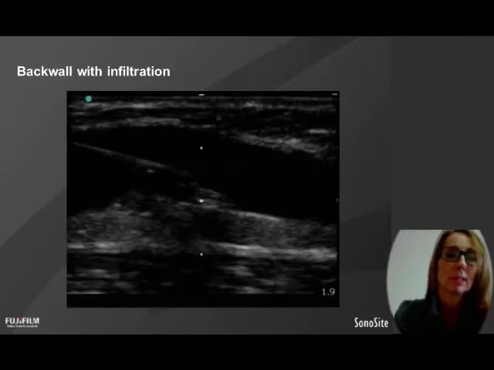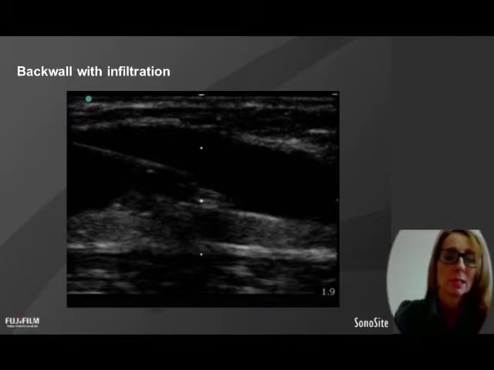This is a back wall with infiltration. On this particular occasion, they'd attempted a puncture and had lost flashback, and when we look with the ultrasound we can see that they've punctured and the vessel's probably not had quite enough tourniquet, or it's very low flow, and so when they've pushed through the top wall, the vessel's probably collapsed, and by the time they've pushed through the top they've also pierced the back wall.